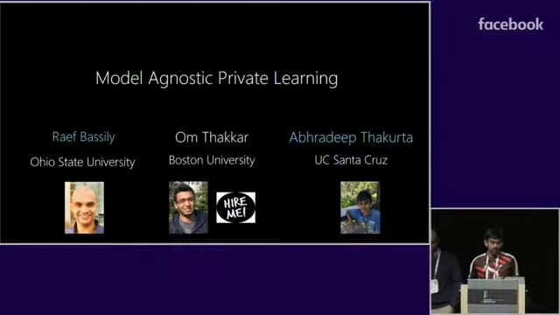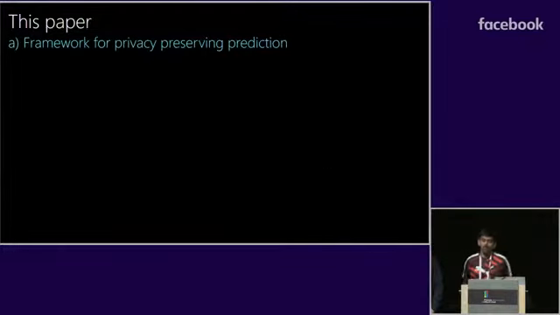Okay. So this is a joint work with Raif Basili from Ohio State, Om Thakkar from Boston University, and Abhadeep Thakurta from UC Santa Cruz. And Om is on the job market. The talk will be shared between Raif and myself. So what is this paper about?